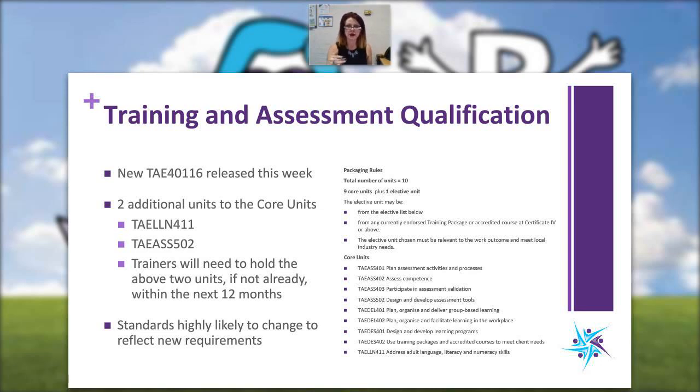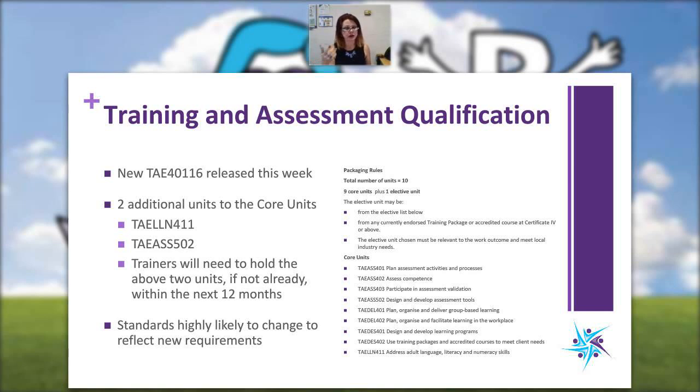So one of the things that I recommend, you'll need to get the TAE40116. If you have the old qual, you've got the TAELLN411, and you've got the TAEASS502. So if you've got those 2 units, you could go to an RTO and get RPL, because they're direct equivalents, those units. There's nothing brand new there. And there's now an elective in there as well. So they should hold that, and you need to transition. All your trainers and assessors will need to transition across to the new qualification within the next 12 months.